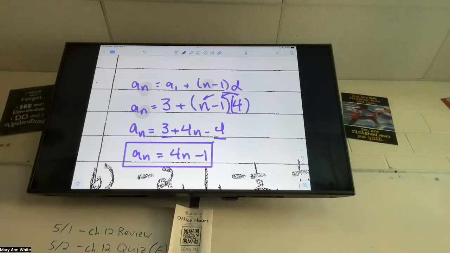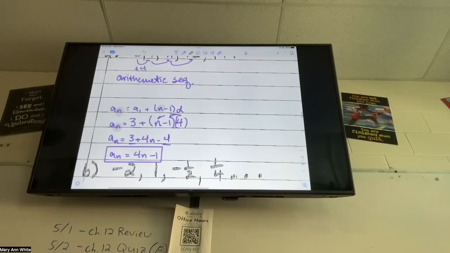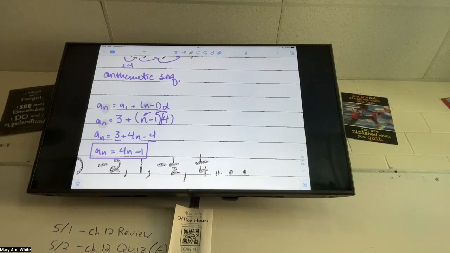I don't often like to do it this way, but if we're going to simplify it, we're allowed to here. So if you want to simplify, you're welcome to. Often, I just think it's totally okay to leave it like this, because this shows me exactly what you know. You know what my common difference is. You know what my first term is. That is fine for me. Okay. Questions on that?